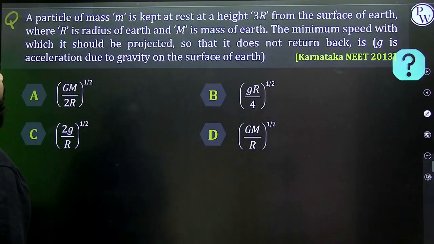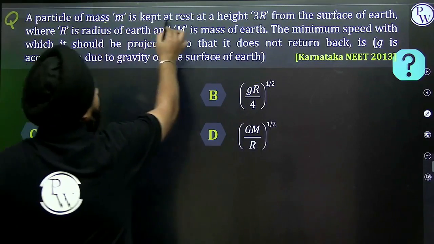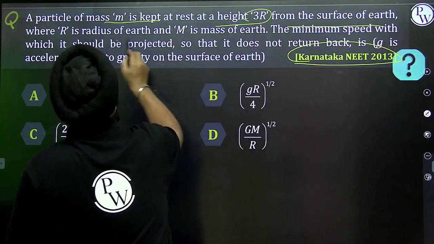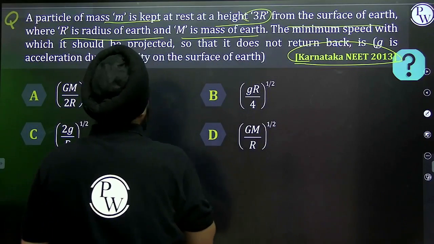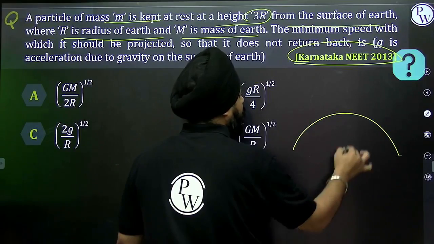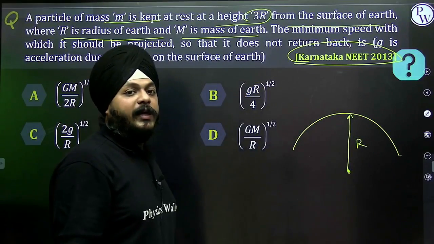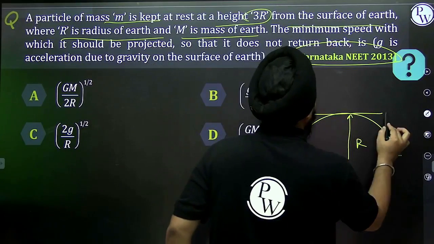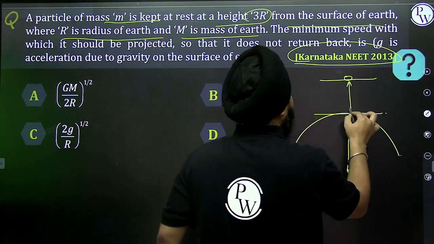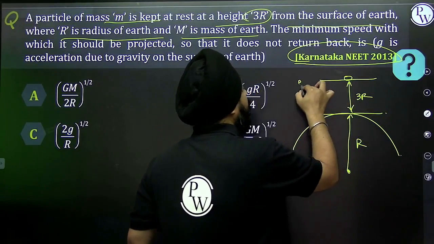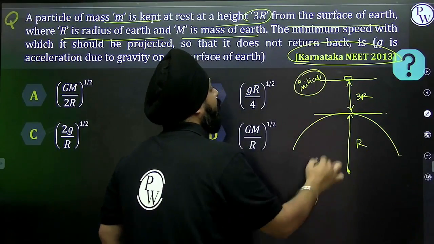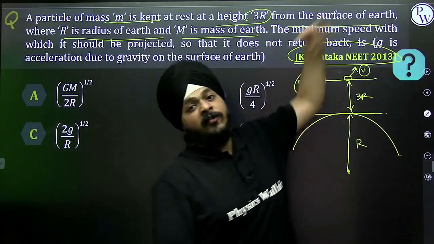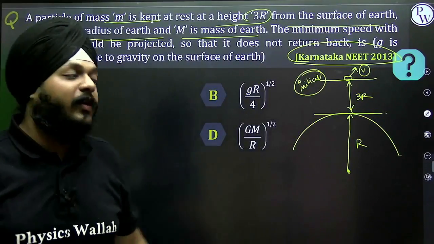A particle of mass m is kept at height 3R from the surface of the earth, where R is the radius and M is the mass of the earth. Find the minimum speed. Karnataka NEET 2013, very nice question. Generally we calculate the escape speed from the surface of the earth, but here a particle is at the height 3R from the surface of the earth, which is the initial position of the particle. From here, with what velocity should it be projected so that it can escape the gravitational field of the earth?